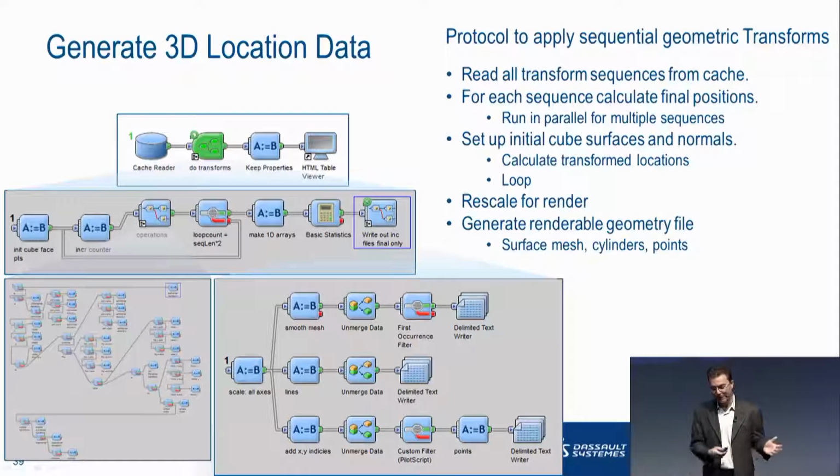So back to how this is done. Here's a Pipeline Pilot protocol that takes the sequence of transformations, the code for a particular image, and runs it through a protocol that calculates where each starting point, which was on the surface of this cube, should end up at the end of all these operations.